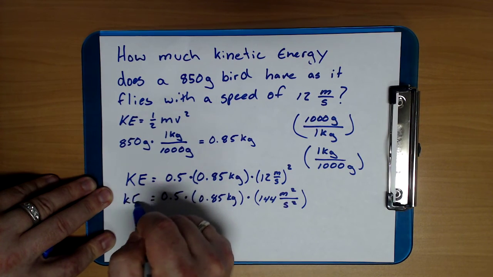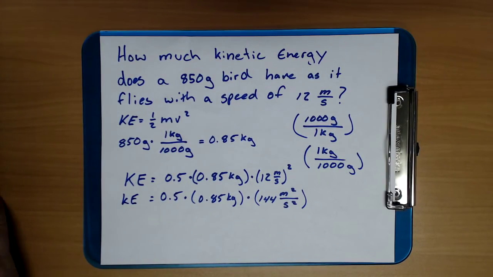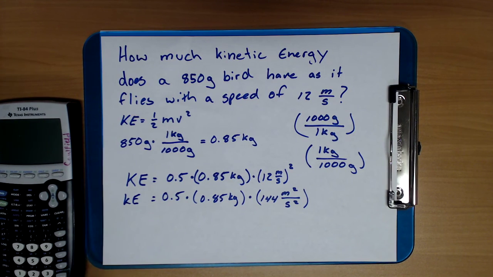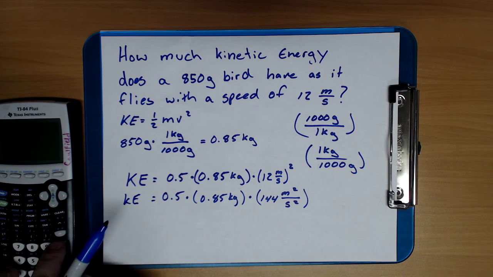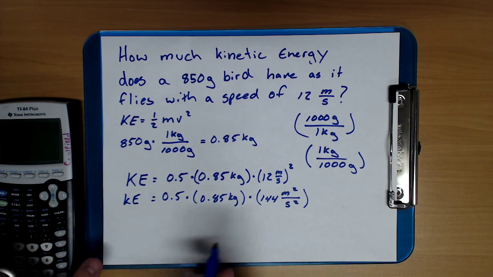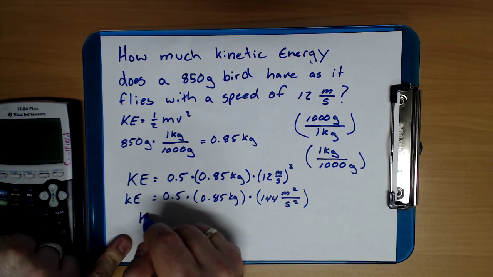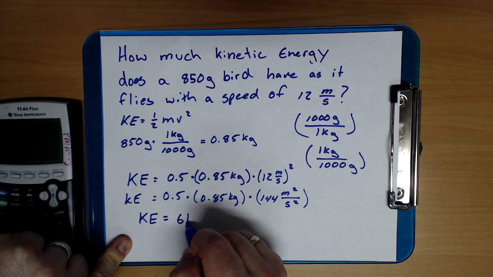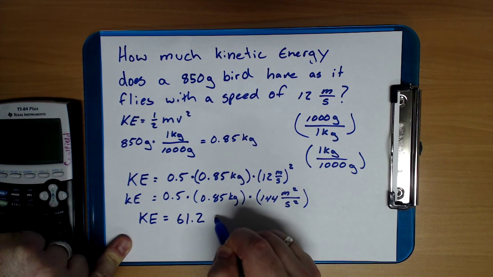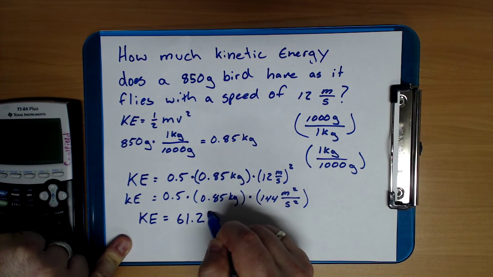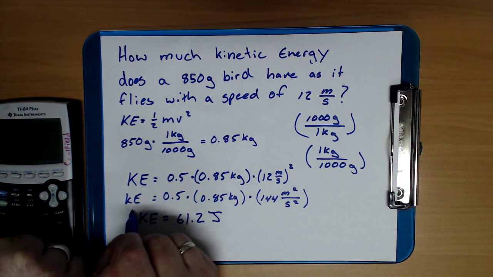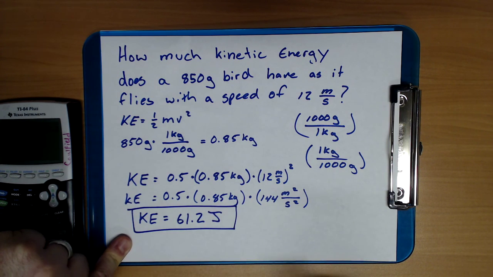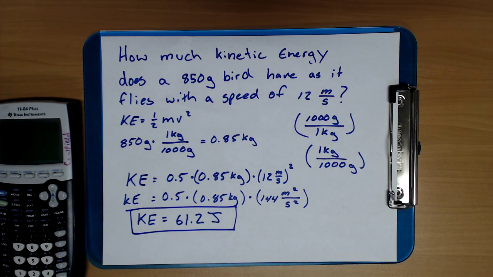Now this one's a little harder for me to do in my head, so I'm going to grab my calculator here. I'm going to go 0.5 times 0.85 times 144. So my final answer is that the kinetic energy of this bird is equal to 61.2, and I'm going to be able to call this joules now. So that's my final answer. Hopefully that made sense to you guys.